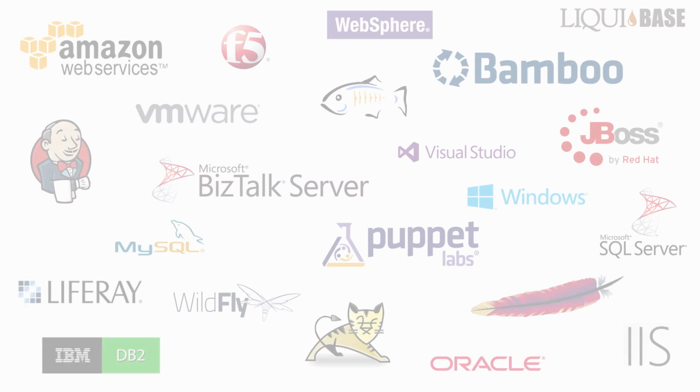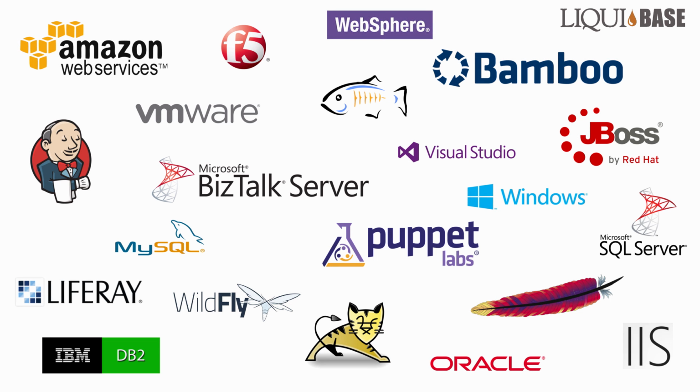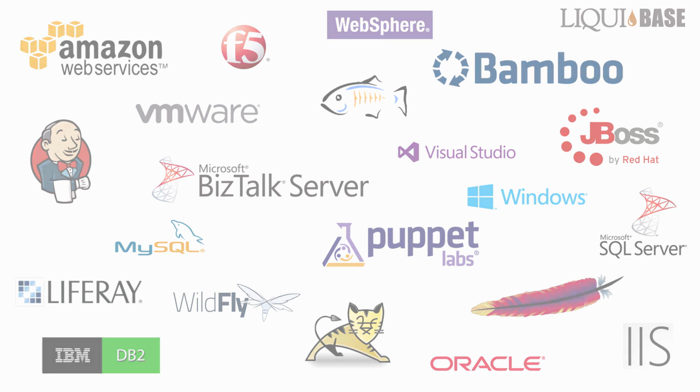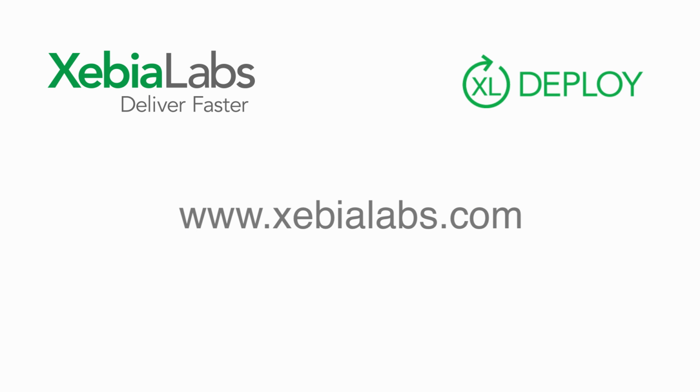XebiaLabs is designed to integrate with your continuous delivery tools and processes. You can easily automate, maintain, and scale up your application delivery pipelines with plugins for tools like Maven, Jenkins, Bamboo, WebSphere, IIS, and many more. In a later tutorial, we'll look at how to integrate XebiaLabs with these tools. In the next tutorial, we'll take a closer look at setting up hosts, middleware, and other infrastructure.